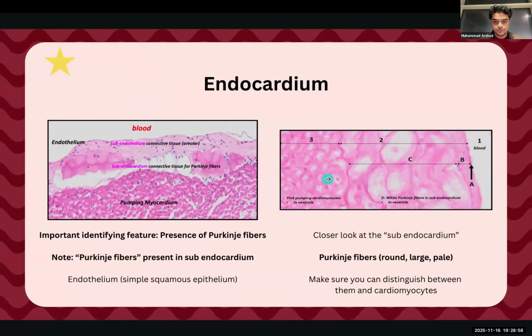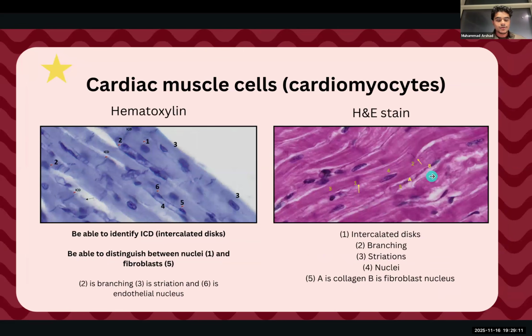And they can be easily distinguished from the cardiomyocytes of the myocardium because these are significantly smaller and they're not as big. And make sure that you can distinguish, again, between the endocardium and the myocardium. Okay, so we spoke about the endocardium, we spoke about the epicardium. Now let's speak about the cardiomyocytes, which make up the myocardium.